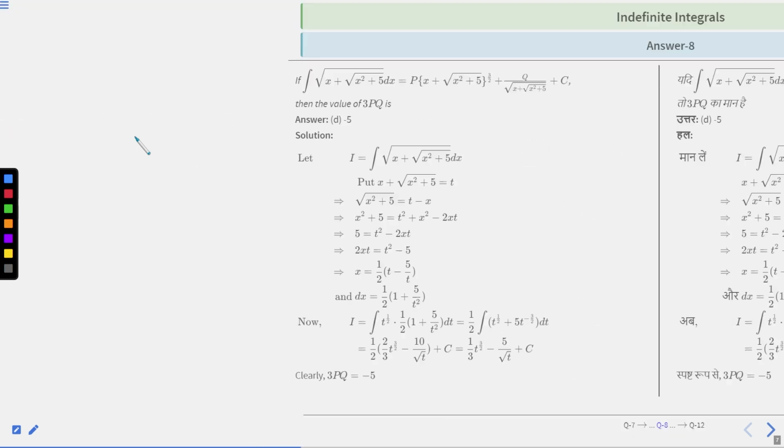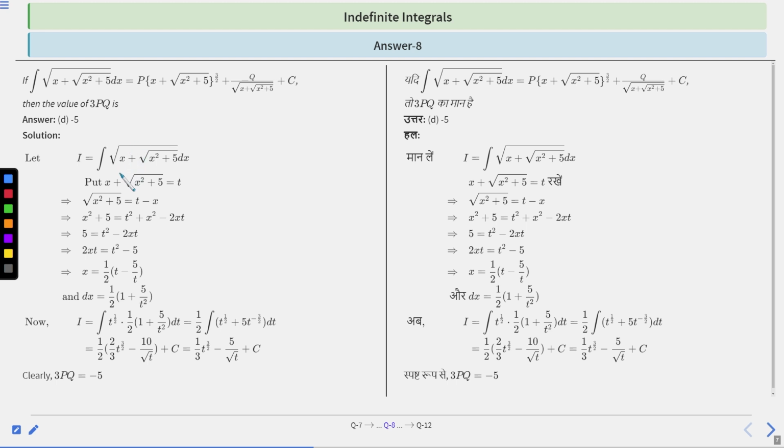Okay, let's move to the solution part. As we have discussed, I is given as the integration of root over (x plus root over (x square plus 5)) dx. We have said that we have to substitute x plus root over (x square plus 5) equal to t. Therefore, root over (x square plus 5) can be written as t minus x. Now, by squaring both sides, we will get x square plus 5 is equal to t square plus x square minus 2xt. Now x square and x square will be cancelled out. Therefore, 5 is basically t square minus 2xt. Therefore, 2xt is equal to t square minus 5.